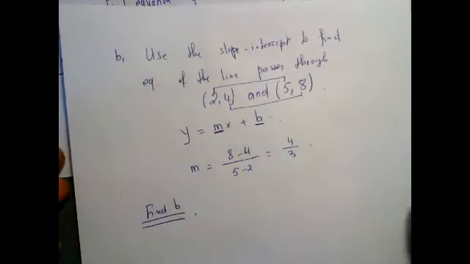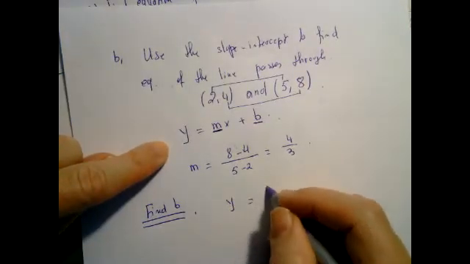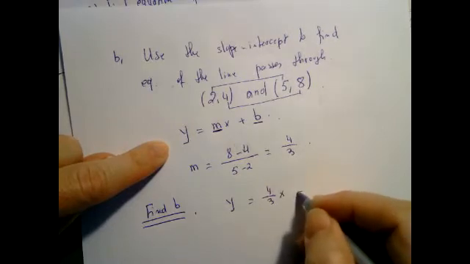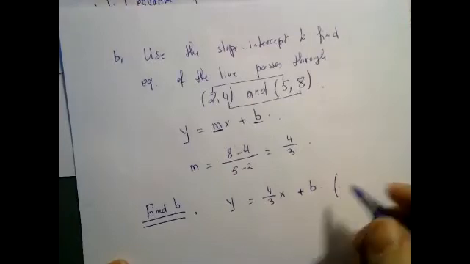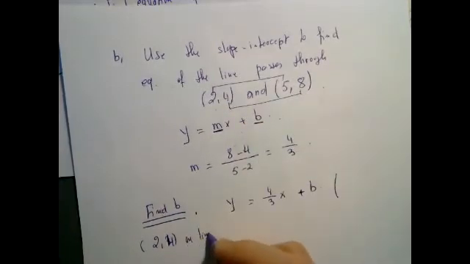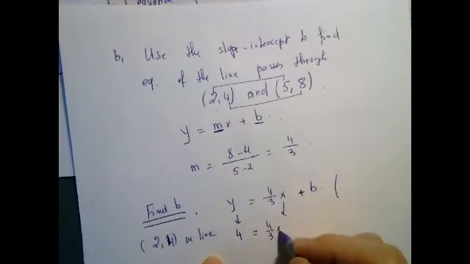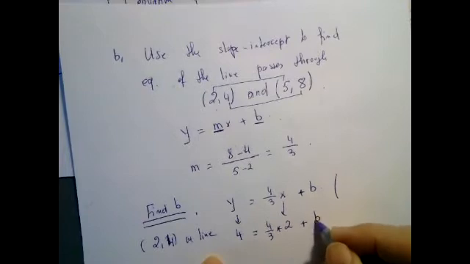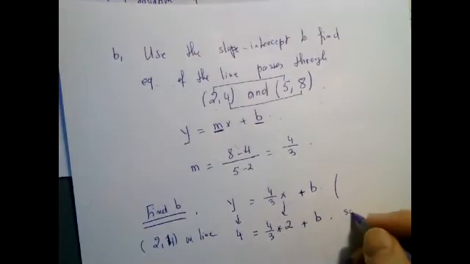All right, how do we find b? To find b, we say the following. y is 4 over 3 x plus b. That's really the form. And we say that the point 2, 4 is on the line. I pick one of the points on the line. It means that if I plug in 4 for y and 2 for x, the equation should be satisfied. And then I solve for b.